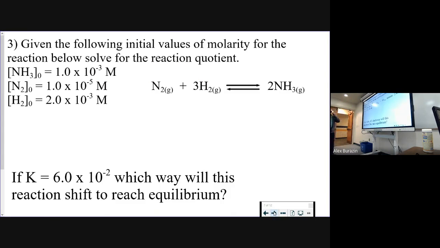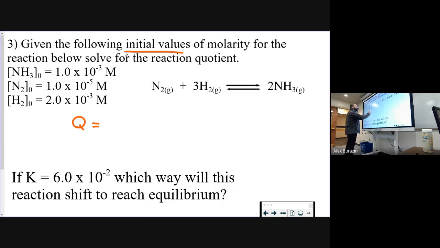So here we go. Given the following initial values of molarity for the reaction below, solve for the reaction quotient. Again, reaction quotient is the fancy name for capital Q. Capital Q is solved mathematically the exact same as we would for the equilibrium constant K. Now, the wording matters. They told us these were initial values, implying not at equilibrium. Okay, so let's set this up.